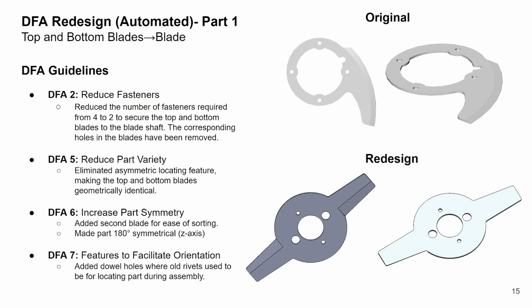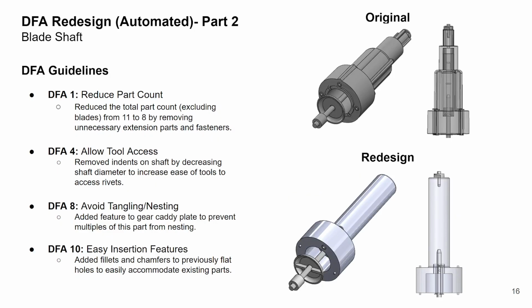The fastener count was reduced from 4 to 2, the slot cutout used to locate the part was removed, a second symmetric blade was added, and dowel holes were added for locating. These changes allowed us to use the same blade for the top and bottom and enhance the product for our secondary customer group. The blade underwent a heavy redesign as we noticed that parts could be consolidated while keeping the function the same. We combined the shaft extension with the main shaft and simplified unnecessary geometry to allow for easy tool access to the rivets.